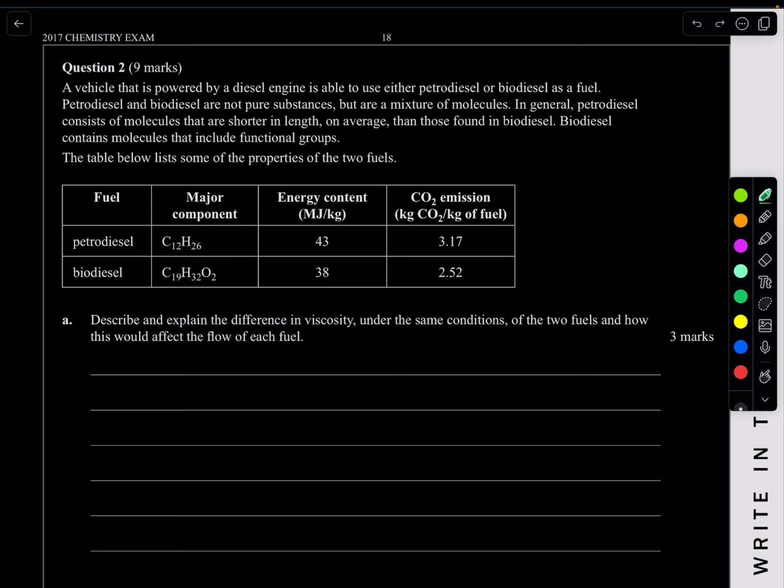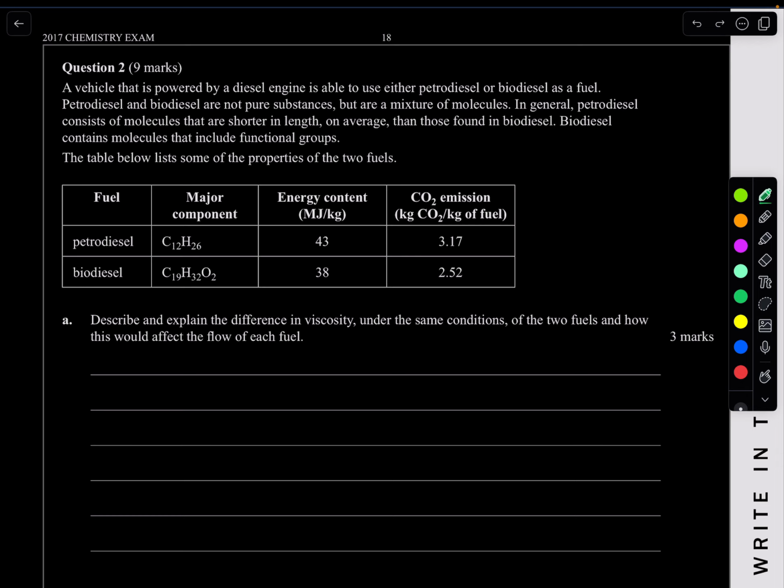If you have a high viscosity, think of it like honey. When you pour out honey, you know how it slowly goes down? It means it has a high viscosity because its resistance is high. Whereas if you take water and pour it down, it has a low viscosity because it pours down quickly and has no resistance. So that's what viscosity means. We know that petrodiesel, because it only has very weak dispersion forces, would have a low viscosity.